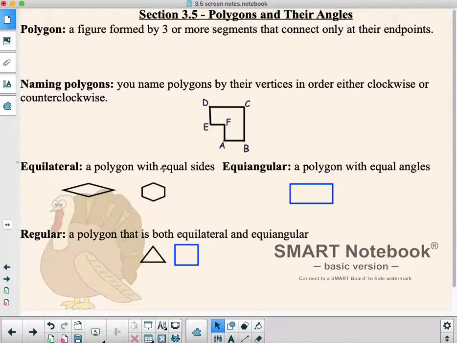A regular polygon is a combination of the two. So that means it's both equal sides and equal angles. So a square or an equilateral triangle are good examples of regular polygons.